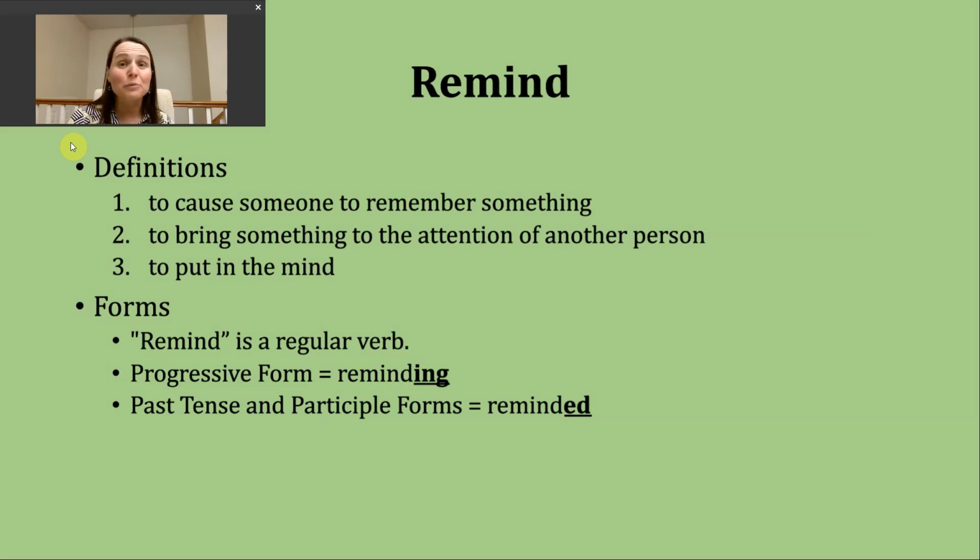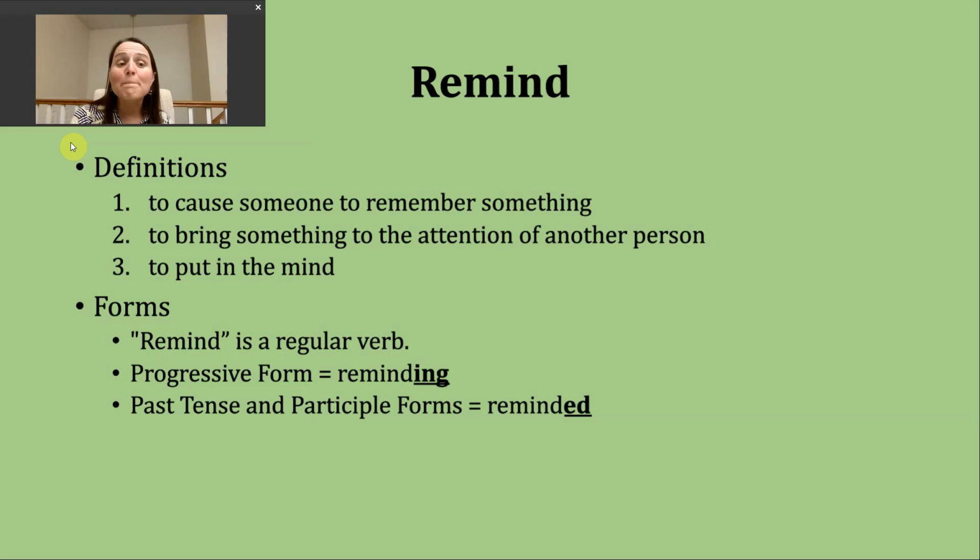A second way the verb remind gets used is to mean to bring something to the attention of another person. So here we might be making them aware of a certain announcement or maybe a policy of some kind. A third way remind gets used is to mean sort of to put in one's mind. This is a bit similar to that idea of remember.